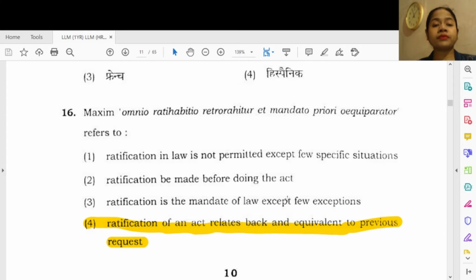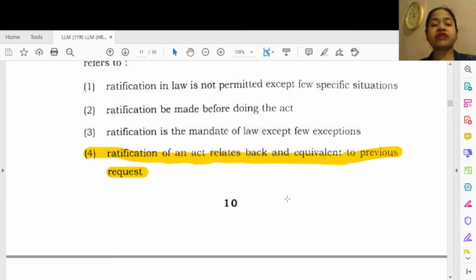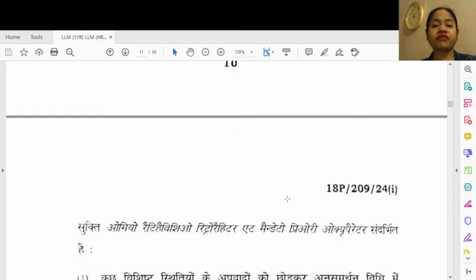16, maxim omnis ratihabitio retrotrahitur et mandato priori aequiparatur refers to ratification of an act, relates back and is equivalent to previous request. That means ratification has a retrospective effect.